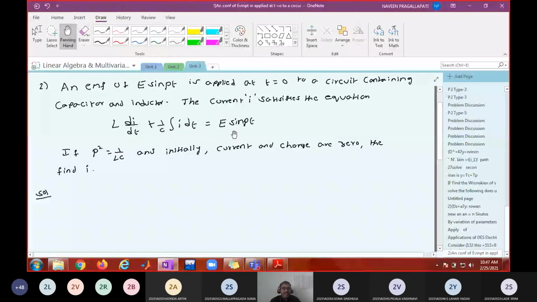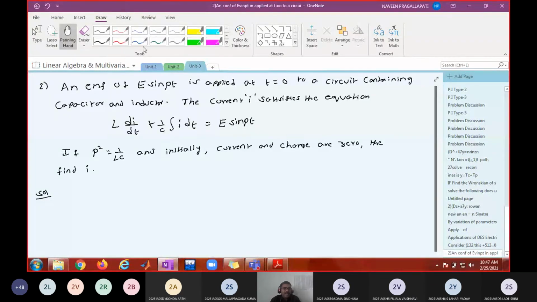What is this equation called? This equation contains differential as well as integral, therefore this kind of equation is called an integro-differential equation. A differential equation containing only derivatives is said to be a differential equation. An equation containing only integrals is said to be an integral equation. An equation containing integrals as well as derivatives is said to be an integro-differential equation. Is that fine?